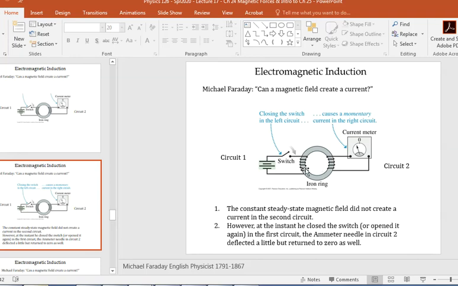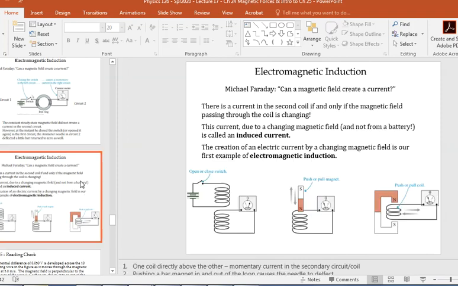So, but it turns out that just having a magnetic field because of this current going through the wire wasn't enough to create any current in there. But it was at the moment where he either closed the switch or opened the switch that suddenly he got a big jump of current.